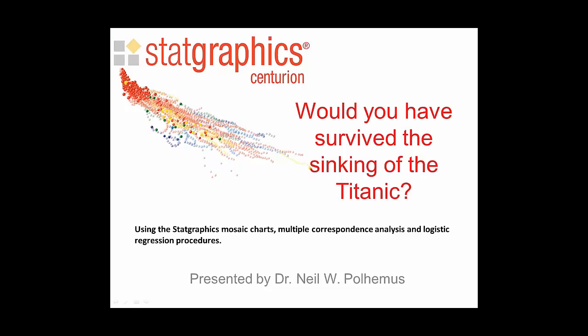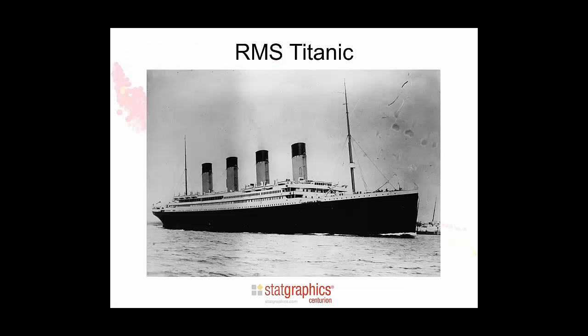It's very interesting. You can see quite interesting relationships between the chance of surviving and various characteristics of the people on board. We're going to be using the Statgraphics Mosaic charts. We'll be talking about a multiple correspondence analysis and looking at the logistic regression procedures. The logistic regression procedure is a great way to build a predictive model. And although I really don't need to predict who's going to survive the sinking of the Titanic because that happened 100 years ago, the same logistic regression procedures are quite useful if, for example, you're a bank giving out mortgages and trying to determine the probability that a client might default on the mortgage.